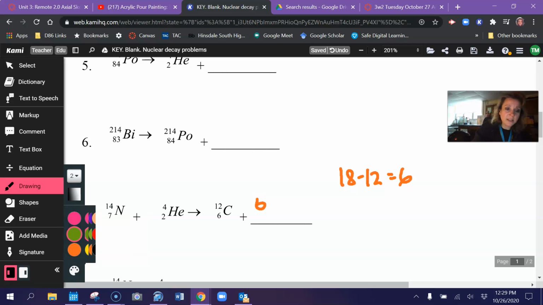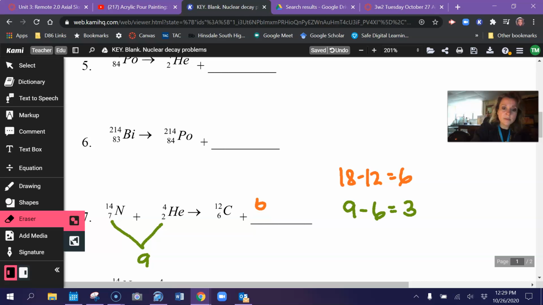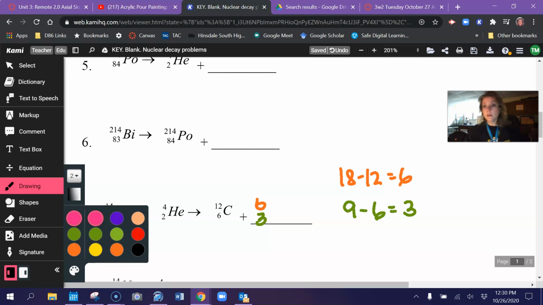All right, now let's take a look at our atomic number. 7 plus 2 gives me 9. Well, some number here plus 6 must give me 9. To figure this out, subtract 6 from 9. 9 minus 6 gives me 3. So that means that I have an atomic number of 3. The final step that I need to take is find the element that is atomic number 3. And here it is, lithium.